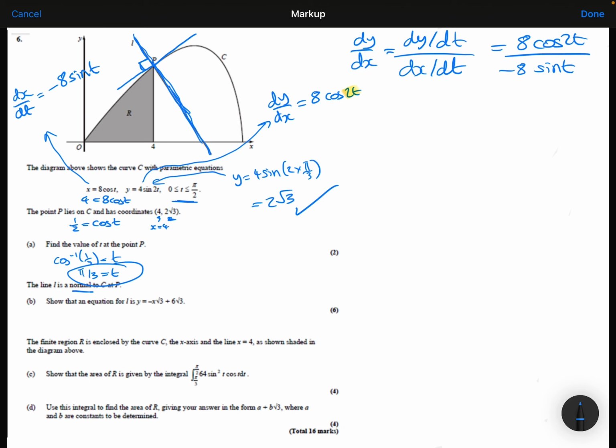We can see straight away that the 8's are going to cancel out. And I'll get minus cos 2t over sine t. It's a little bit simpler. Right, that's our gradient function.